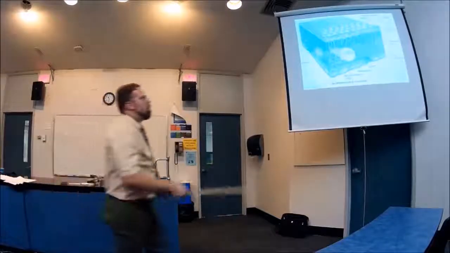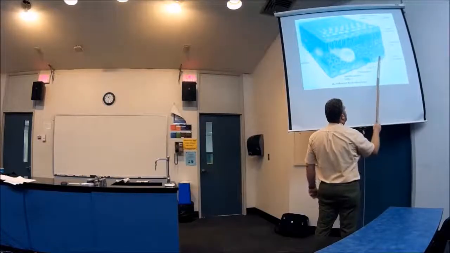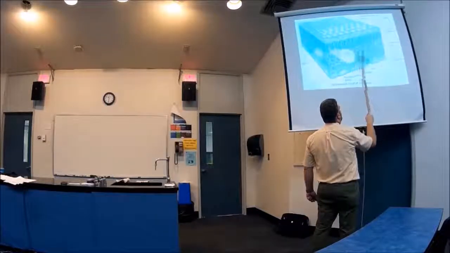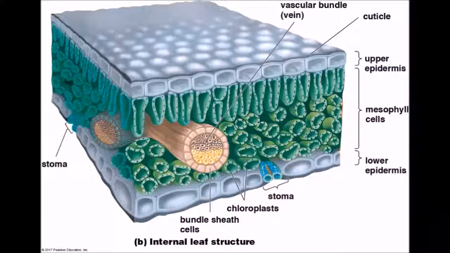So here's the epidermis up here, and there's an epidermis down here. The mesophyll cells are all in between, and they have the chloroplasts. You can see all the many different veins in there. So it's sandwiched in between.